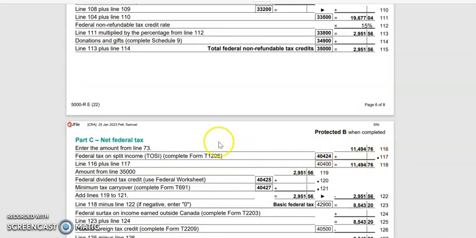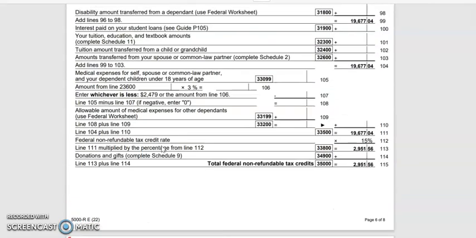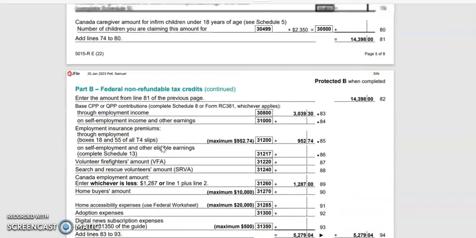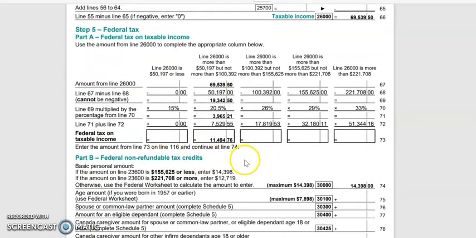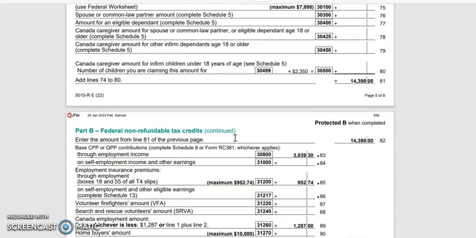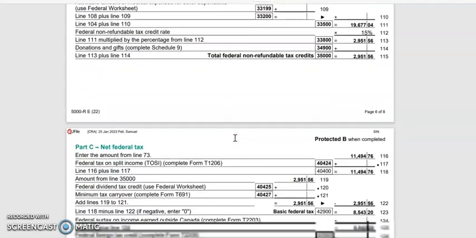Okay, so now we're looking at Part C, the net federal tax. So the first thing we put on line 7, and here is on line 116, is the amount from line 73. So we go up. Where's line 73? That is in the matrix where we calculated the tax amount. So it's this here. If you see line 73, the 11,494.76. So we need to fill that in down here.